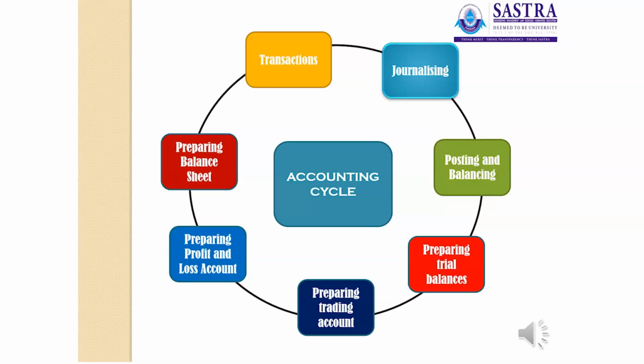Then the last one is preparation of the balance sheet. The balance sheet is a statement showing the assets and liabilities. Namely, the balance sheet is prepared as the final step in the accounting process. So these are the steps for completion of the accounting, called the accounting cycle.